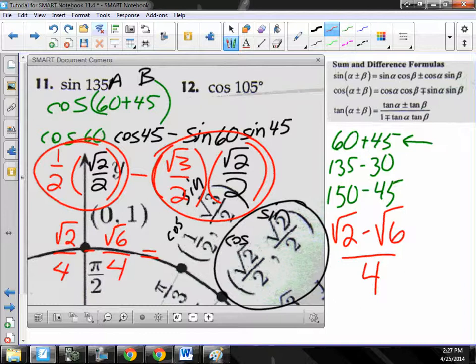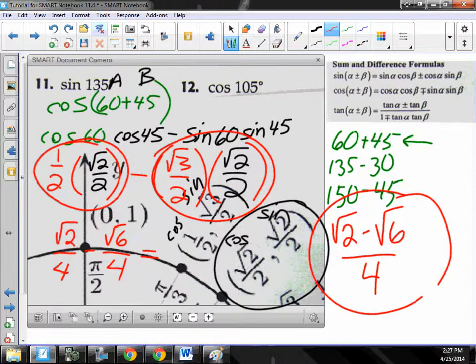And if the angle you're looking for is not already on the unit circle, your answer will be some form of this. It will have a root 2, it will have a root 6, and it will be divided by 4. The only thing that changes will be positives and negatives. They both might be positive or negative, or one positive, one negative. It just depends on where the angle lands.